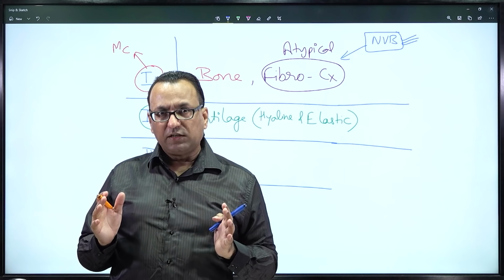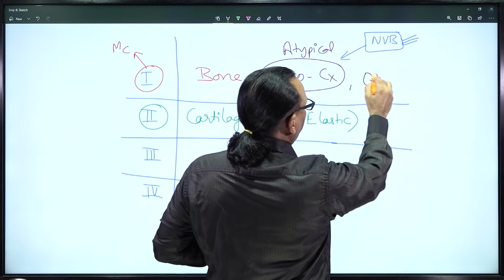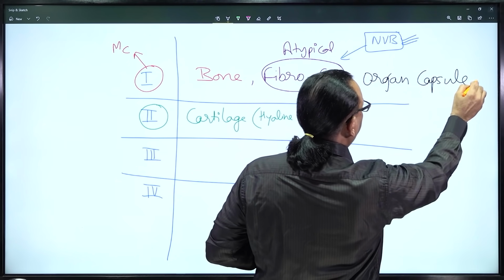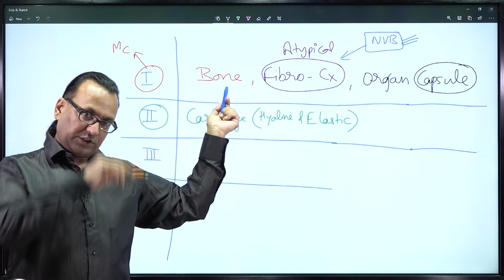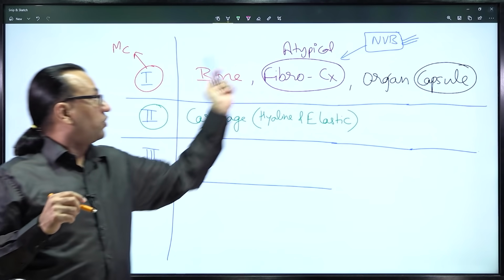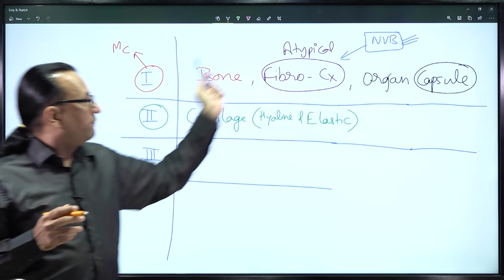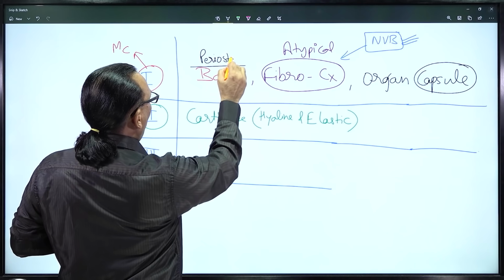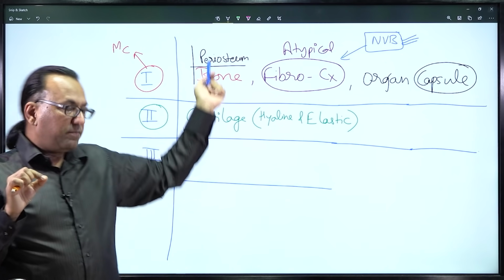Most of the organ capsules, they will have type 1 collagen. And when I'm talking about the capsules, there we have to put one more thing. Not only the organ capsules, capsule means something which covers the organ, even the covering of the bone, which is called the periosteum. So capsule of the bone or covering of the bone, the periosteum, is also having type 1 collagen. Now, be careful when I keep adding more information.